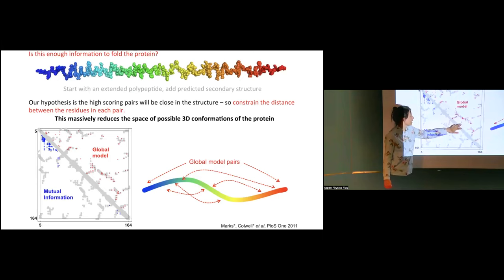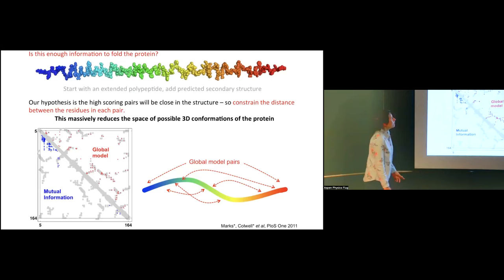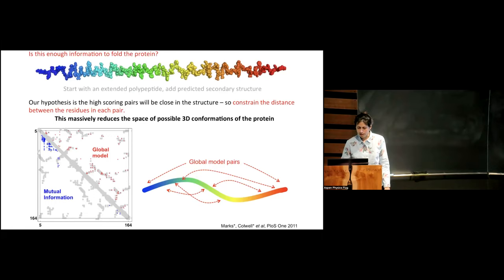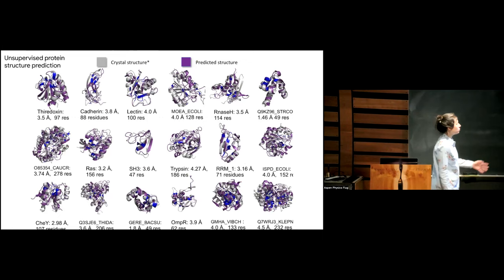And that's actually enough information to fold up the protein. You take this 2D information and reconstruct it in 3D, and that gives you a rough structure of the protein. This was very surprising when we did it a decade ago. It wasn't so surprising that it got published in PLOS One, which is a journal where you can publish things after everyone else has told you they basically don't believe you. So, this works pretty well.